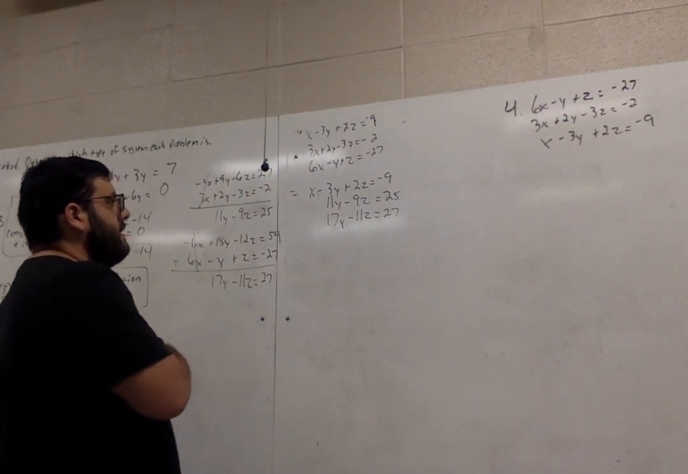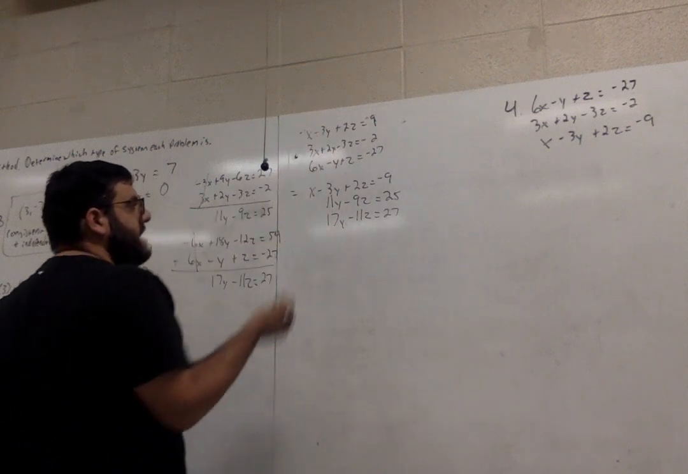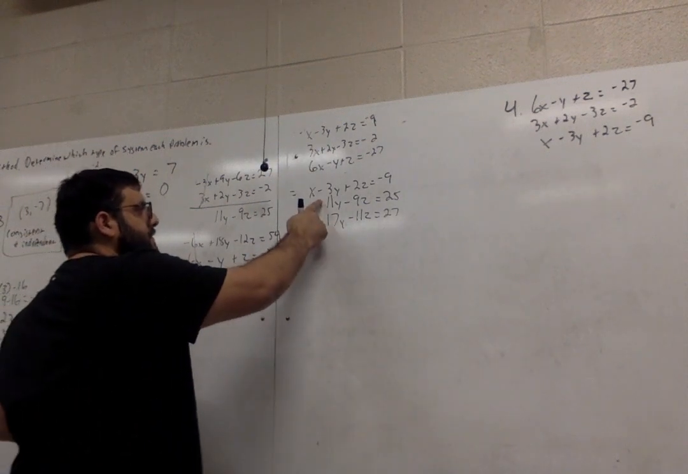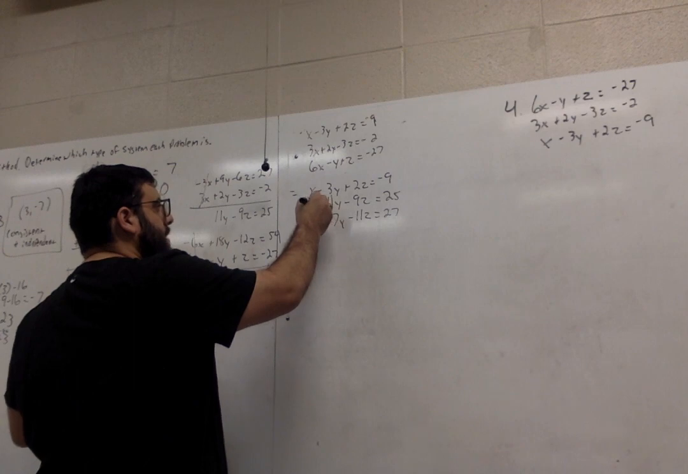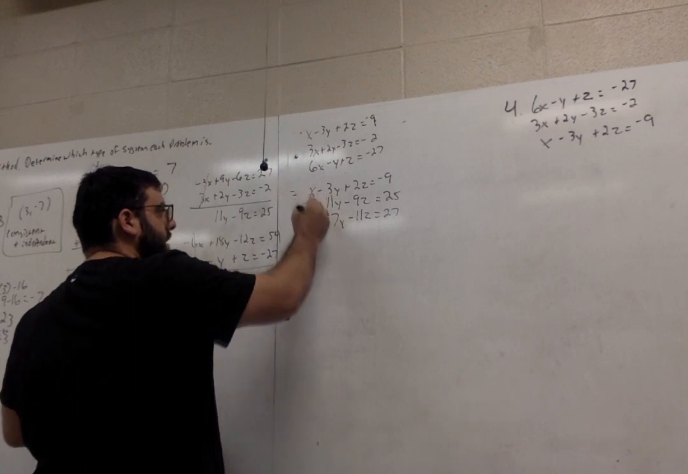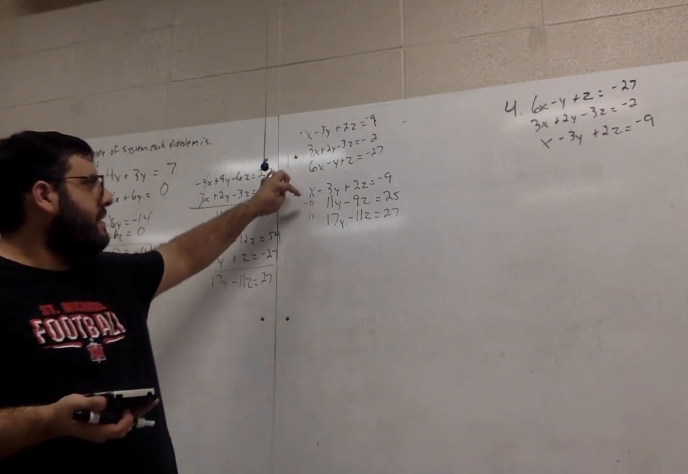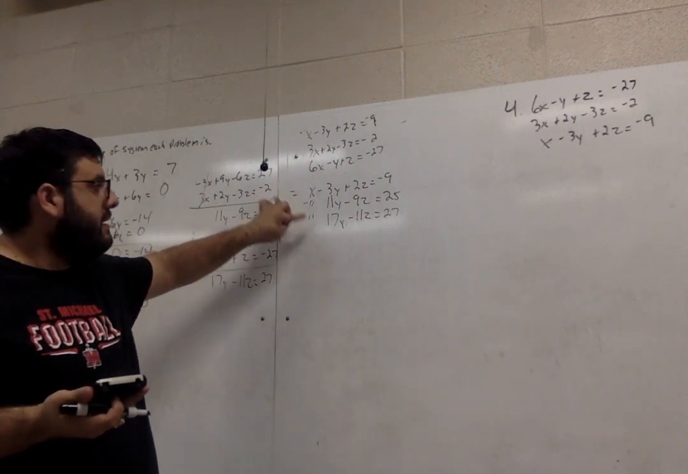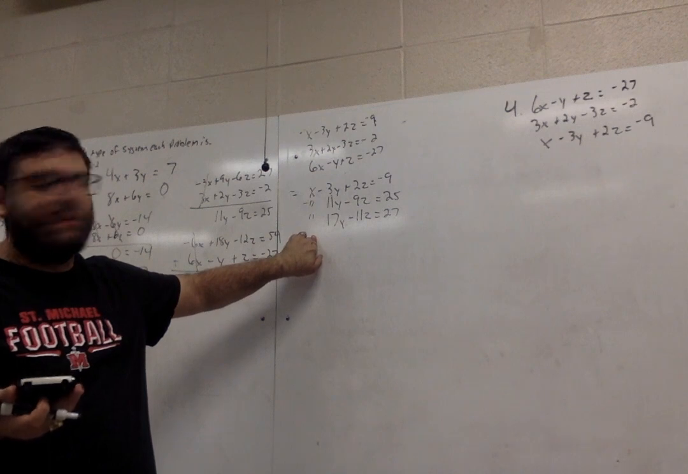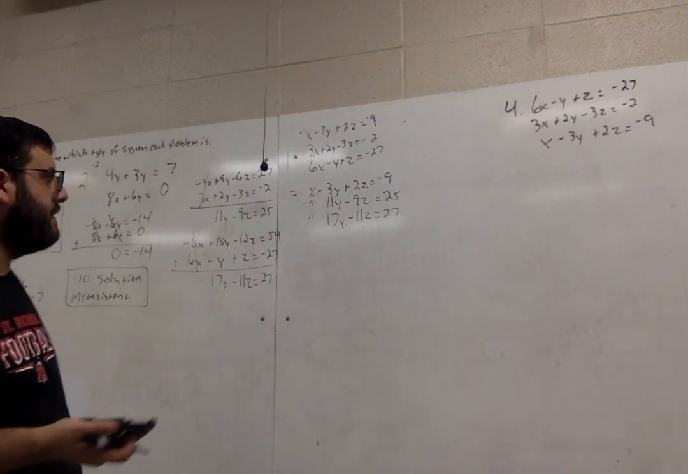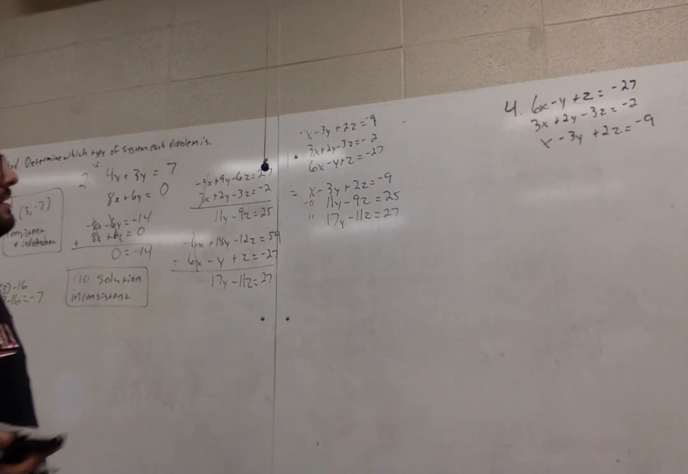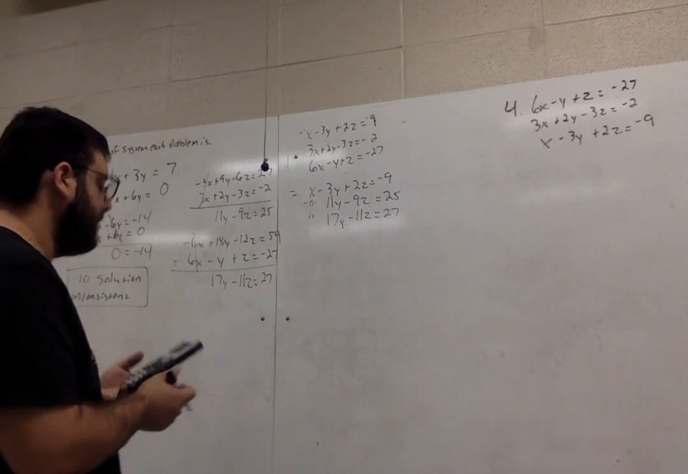So here's what I'm going to do. I'm going to make one of these negative, so I'm just going to make this first one negative. So I'm going to multiply this by negative 17. I'm going to multiply this by positive 11. That way, this will be a negative 187. This will be a positive 187, and then I should have enough to cancel out those y's. Okay.